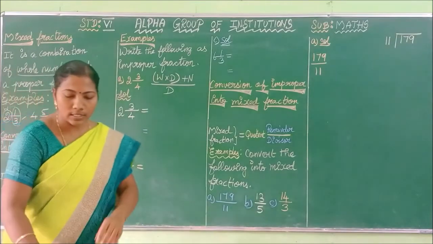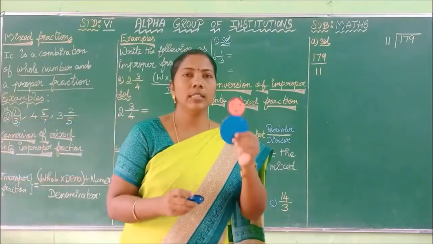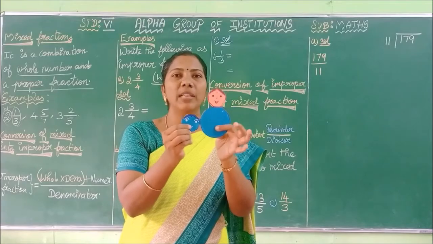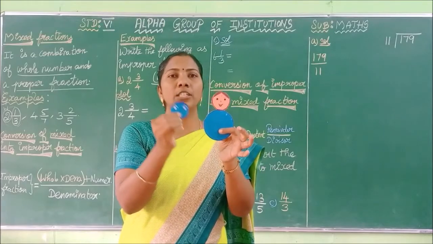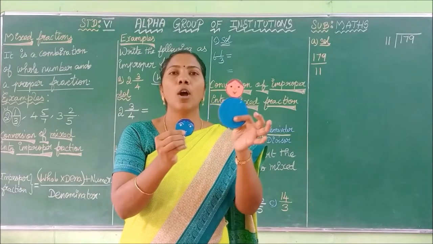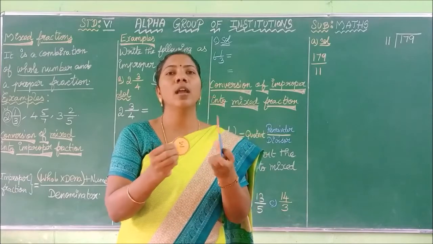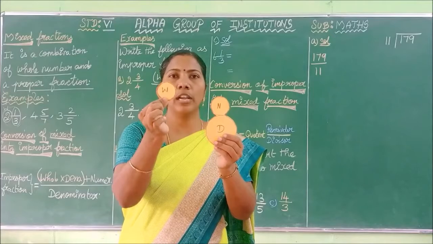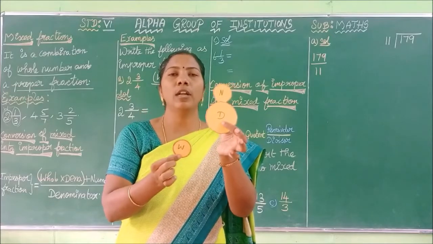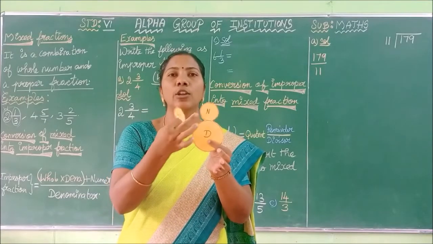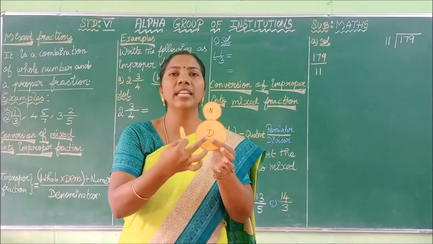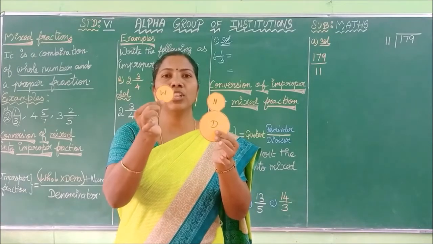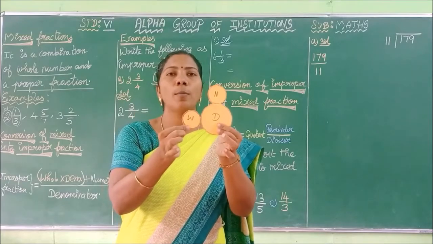See here children, see this paper toy. See, this is a proper fraction and this is a whole number. So, a mixed fraction is a combination of a whole number and a proper fraction. How should a proper fraction be? The numerator should be less than its denominator. So, a mixed fraction is a combination of a whole number and a proper fraction.